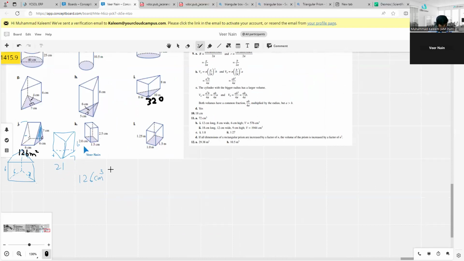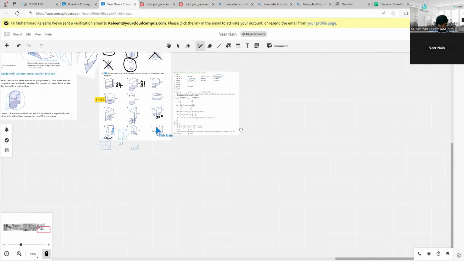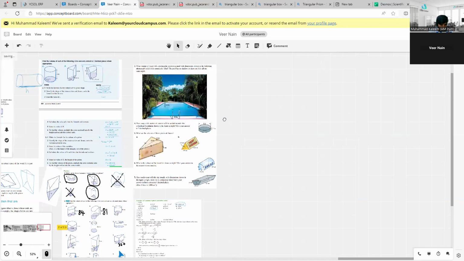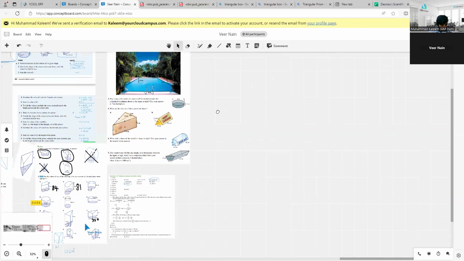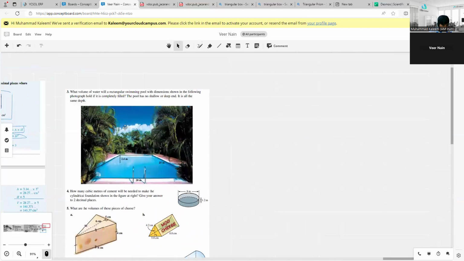Which one? The last part in this row. This is just 1.25 times that times that. Okay, that's great. Let's move on to the next one. After this question, we have applications.